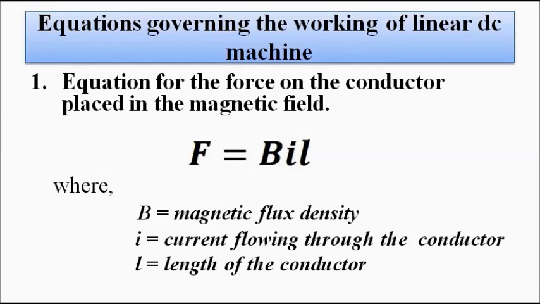So according to the first statement of Fleming's rule, the force which acts on the conductor and tends to rotate the conductor is given by BIL, capital B, small i and small l. Capital B stands for magnetic flux density, small i is the current flowing through the conductor, and L is the length of the conductor.